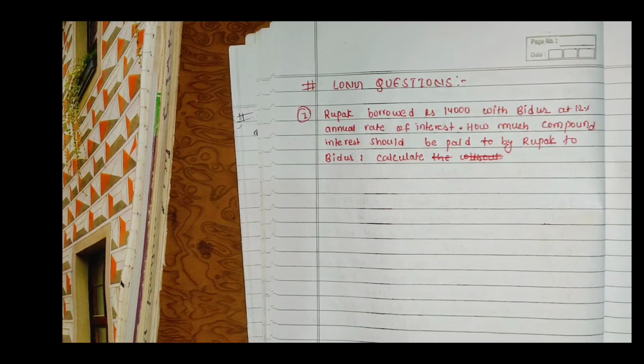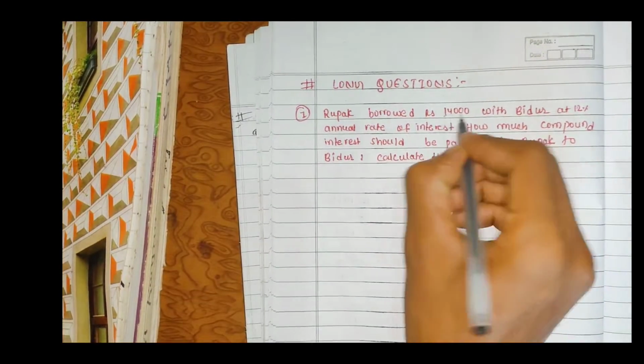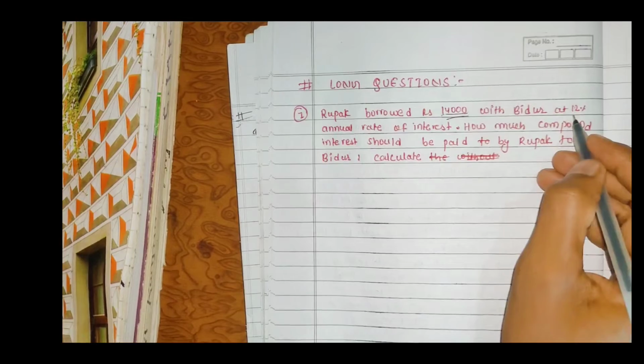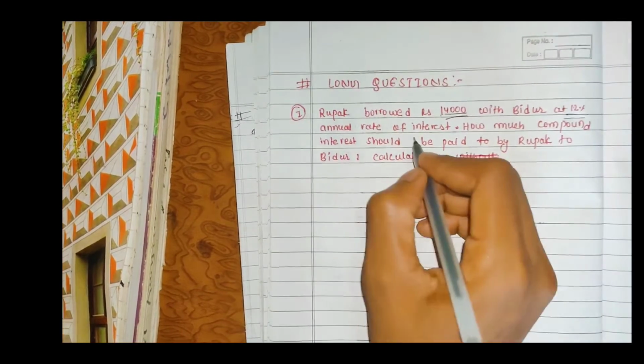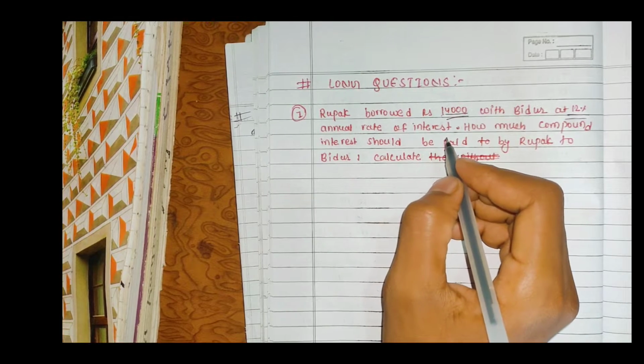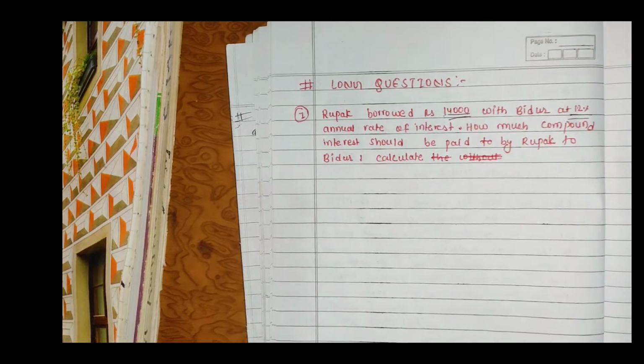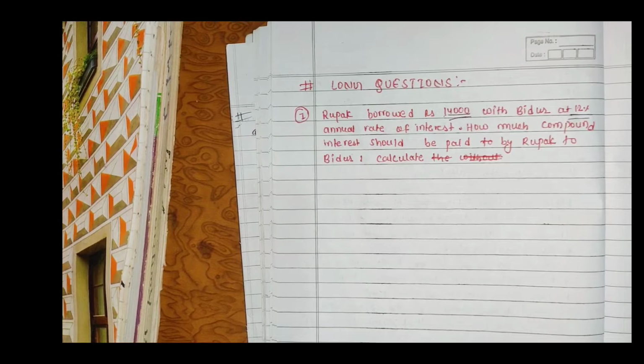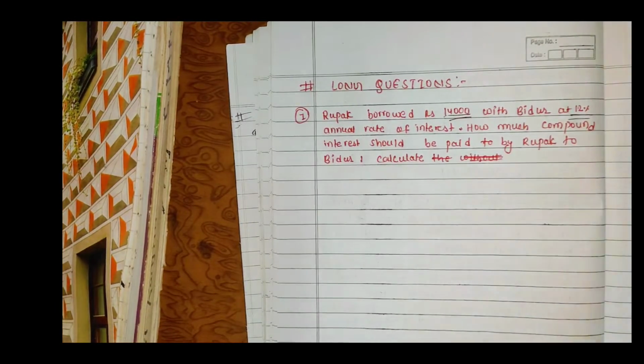The question is: Rupak borrowed Rs 14,000 from Bidur at a 12% annual rate of interest. How much compound interest will be paid by Rupak to Bidur? Calculate. So this is the principal, and this is the rate of interest. Annual rate of interest means we have to use the compound interest formula, compounded annually.